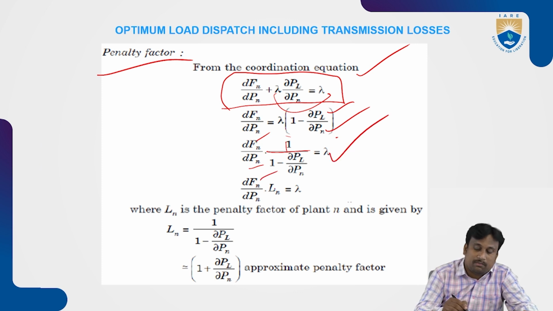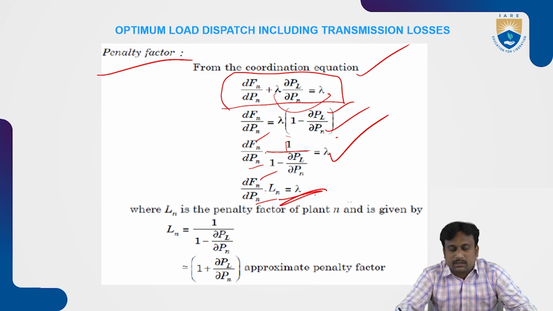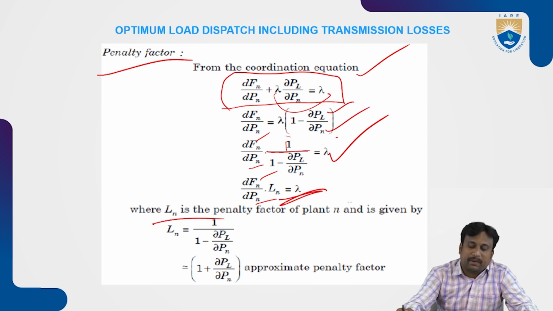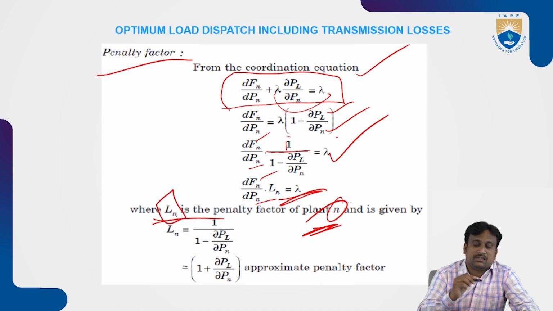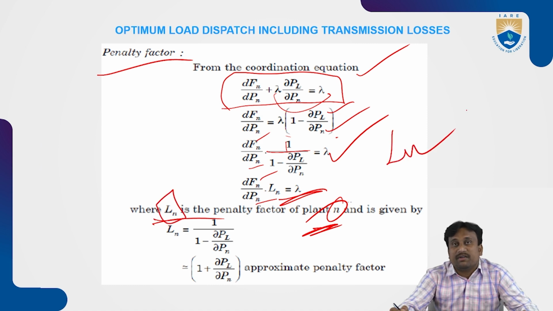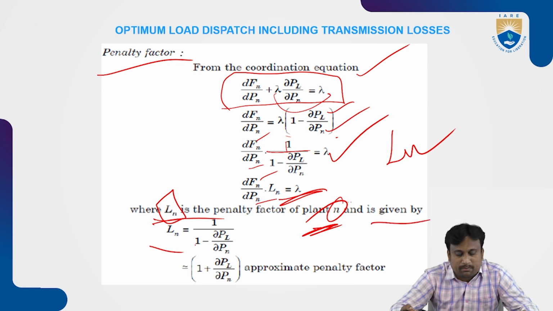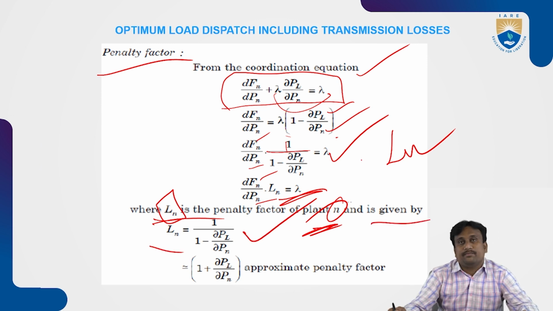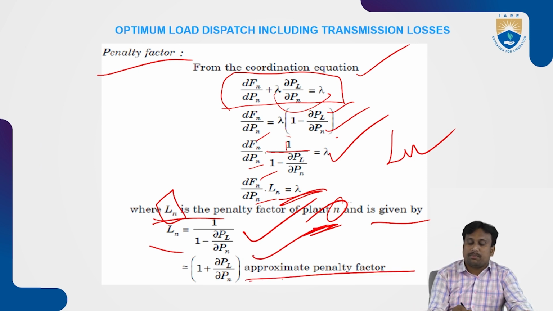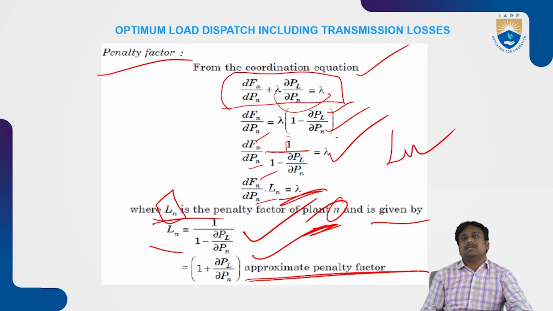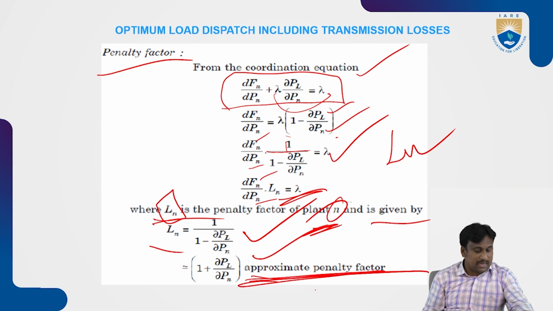So this dfn by dpn into Ln gives one of the Lagrange's coefficient lambda, where Ln is the penalty factor of a plant n. For a given plant n, the penalty factor is represented with Ln, L suffix, and it is given by the condition Ln equals 1 by 1 minus dou pl by dou pn, which is approximately equal to 1 plus dou pl by dou pn. That is the approximate penalty factor. This is the condition for approximate penalty factor.